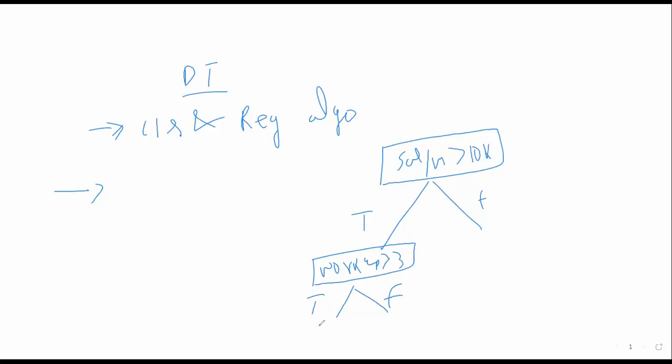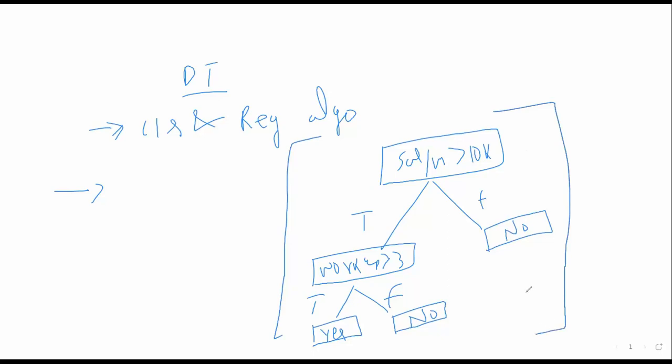If this condition is true, then our model will approve the loan, so the output here will be yes. If the condition becomes false, then we will get the output no. And here also, if this condition becomes false, again we will get the output as no. So you can see this is a tree structure diagram, which consists of decision nodes and leaf nodes.